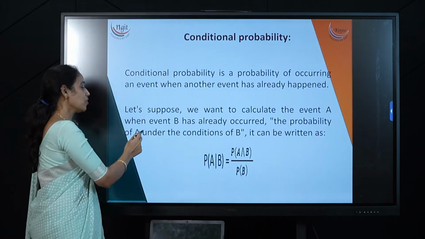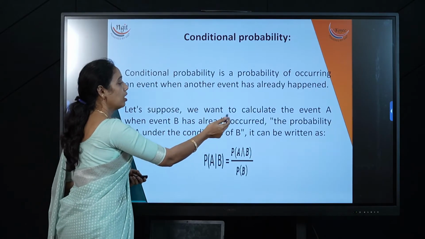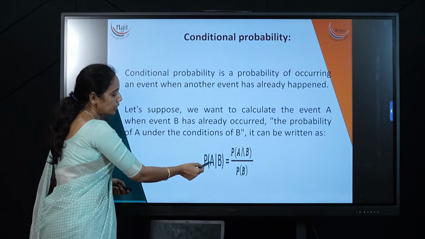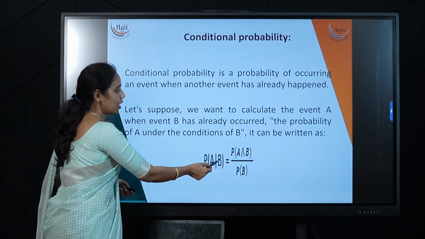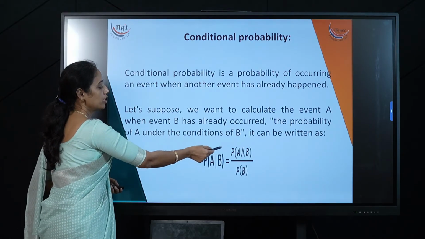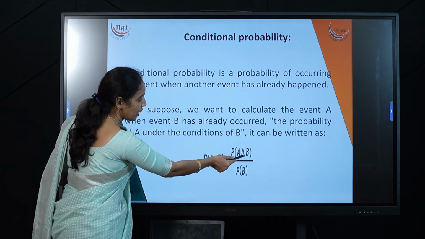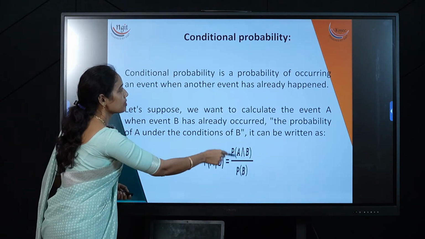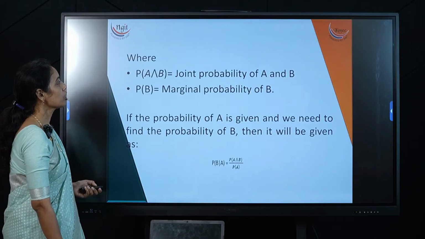So the probability of A under the conditions of B, how we are going to write is like this. How are we going to read that? Probability of A given B. That means B has already occurred. Now we have to find out the probability of A. So it is equal to probability of A and B divided by probability of B. This particular representation is called the conditional probability.